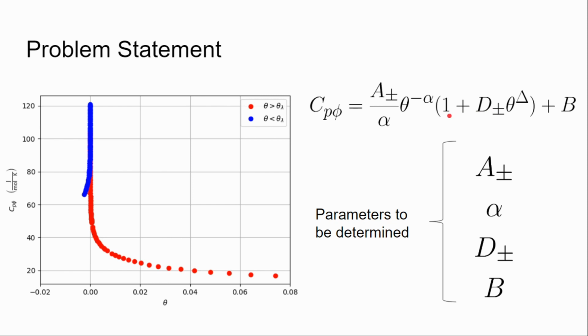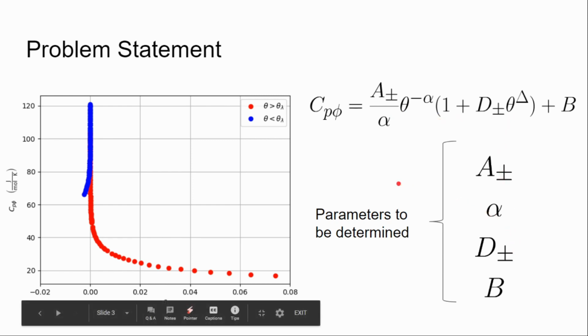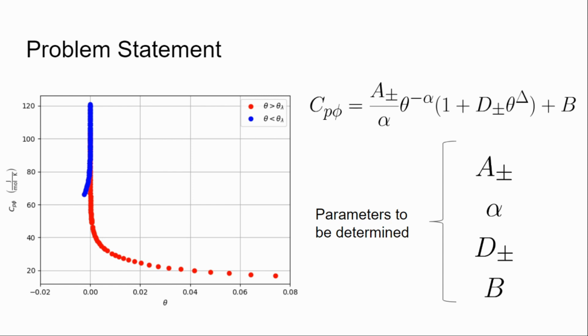So we have to do a least squares fit and pull out the values of the A's, the alphas, the D's, and the B's. So we're going to have 1, 2, 3, 4, 5, 6 parameters to fit. And we're just going to fit this rather naively. We're not going to do a lot of processing of the data. There are tricks you could do to make this an easier problem.